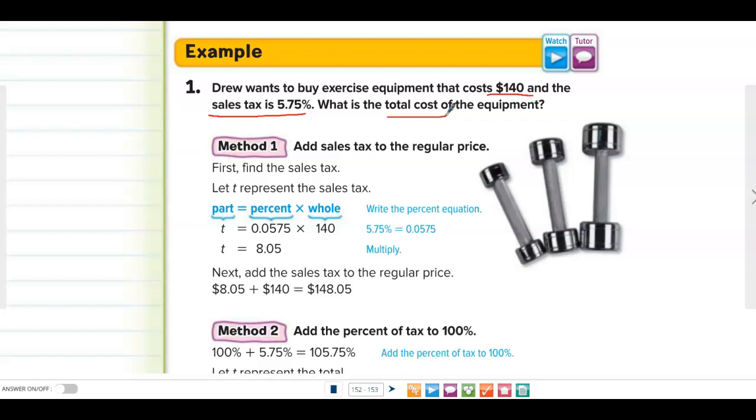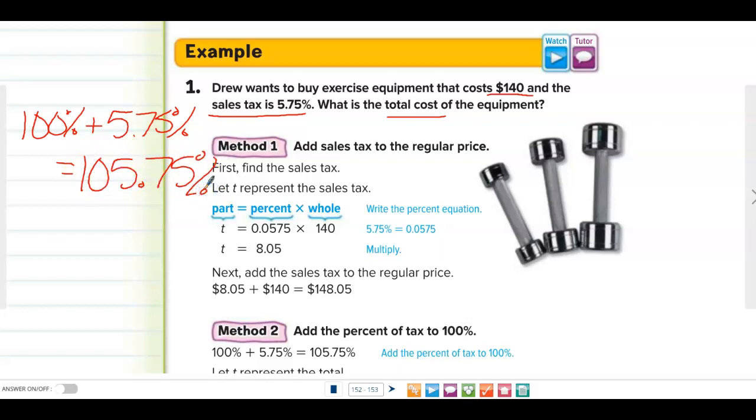Okay, so method 2, I need to figure out I'm paying 100% of the equipment, correct? Yeah. Okay, plus sales tax is an additional cost, so that's why I'm adding. I'm paying an additional cost of 5.75%. So what total percentage am I actually going to be paying? Truman? 105.75%.